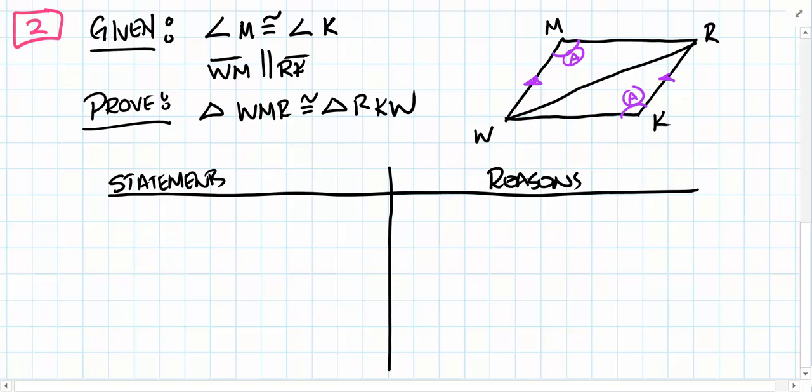Why did we write a transversal in the middle? You don't know that's a transversal. Well, that is a transversal now, because we have two parallel lines, right?